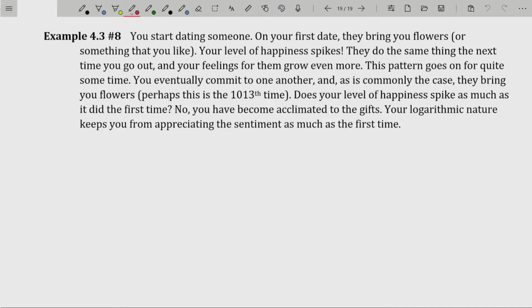You eventually commit to one another, and as is commonly the case, they bring you flowers. Perhaps this is the 1013th time. Do you think that your level of happiness will spike as much as it did the first time? I mean, if you're that person, no, I always get the same level of happiness spike every time I get the same gift, I think you'd be lying. You get acclimated to those gifts. Your logarithmic nature keeps you from appreciating the sentiment as much as the first time.